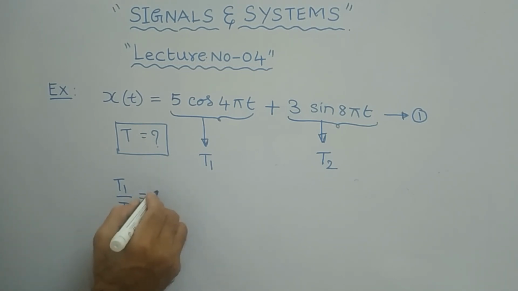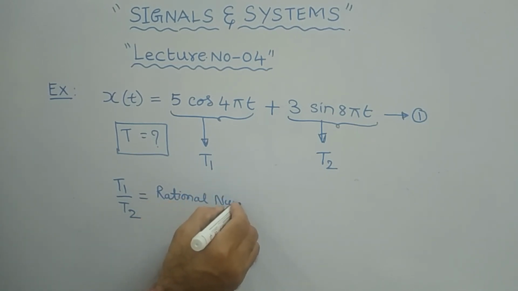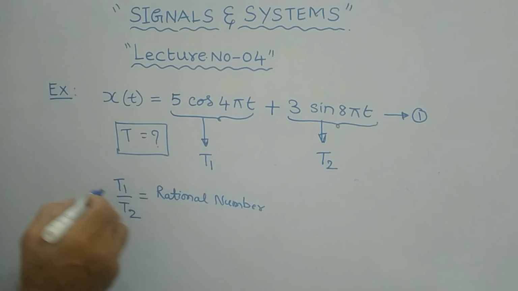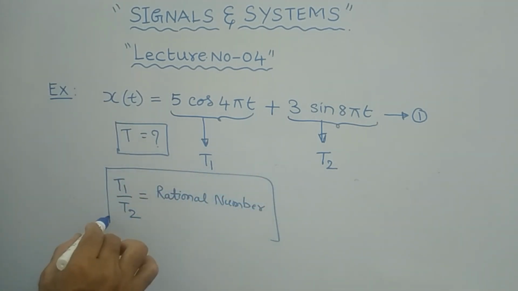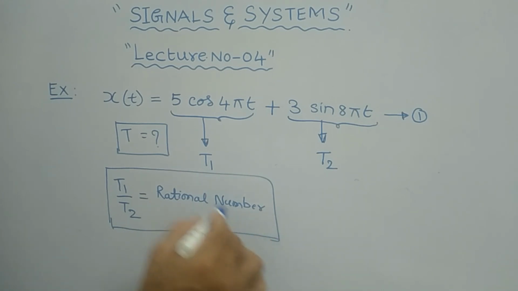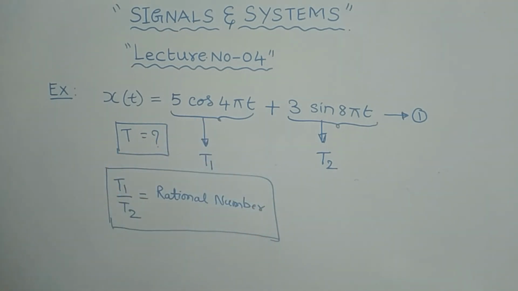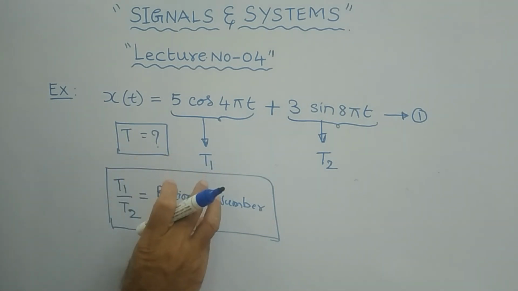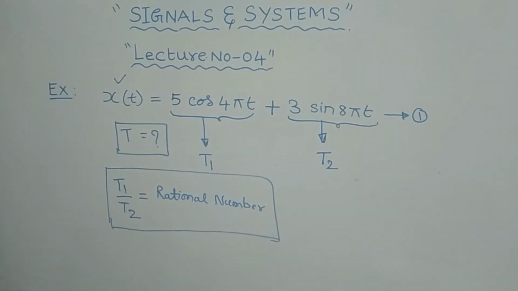It should be a rational number. If it is a rational number, then the given signal x of t is called a periodic signal. So if you take the ratio of the time periods t1 by t2, you must have a rational number. If you get a rational number, then the signal x of t is called a periodic signal.